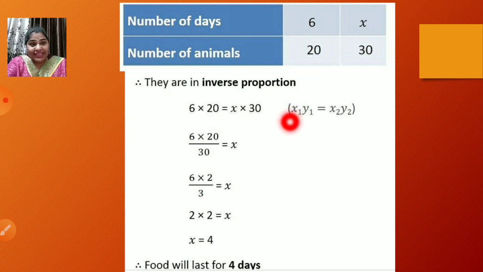So we will take x1 y1 is equal to x2 y2. So 6 into 20 is equal to x into 30. So whatever you get, x is equal to 4. That means food will last for only 4 days. I hope this is clear. Very easy, children. You have to just draw the table, take the 4 quantities and use the equation we are using for inverse proportion, that is x1 y1 is equal to x2 y2.